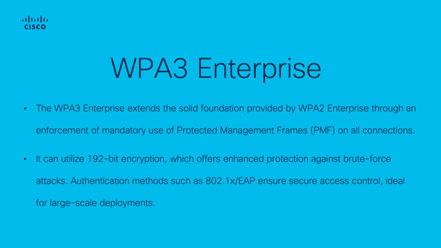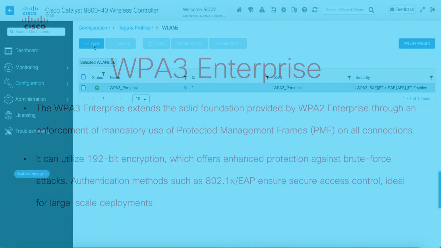WPA3 Enterprise. WPA3 Enterprise extends the solid foundation provided by WPA2 Enterprise through an enforcement of mandatory use of protected management frames on all connections. It can utilize 192-bit encryption, which offers enhanced protection against brute force attacks. Authentication methods such as 802.1x or EAP ensure secure access control, ideal for large-scale deployments.